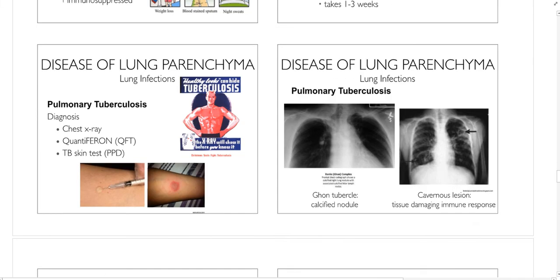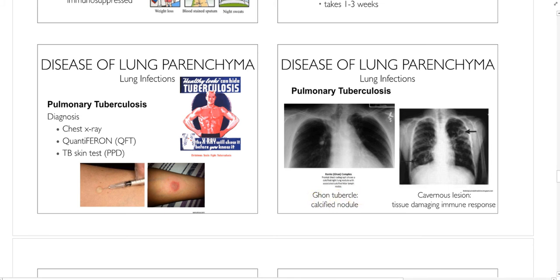Other diagnosis ideas or possibilities include a chest x-ray, quantiferon, or a TB test. The TB skin test, though, there's a potential that you can develop a false positive if you've been exposed to the TB vaccine, which I think is BCG or something that sounds like that. The quantiferon, though, will not give a false positive because it's a blood test. So just remember that the TB test can give a false positive if you've had the vaccine.